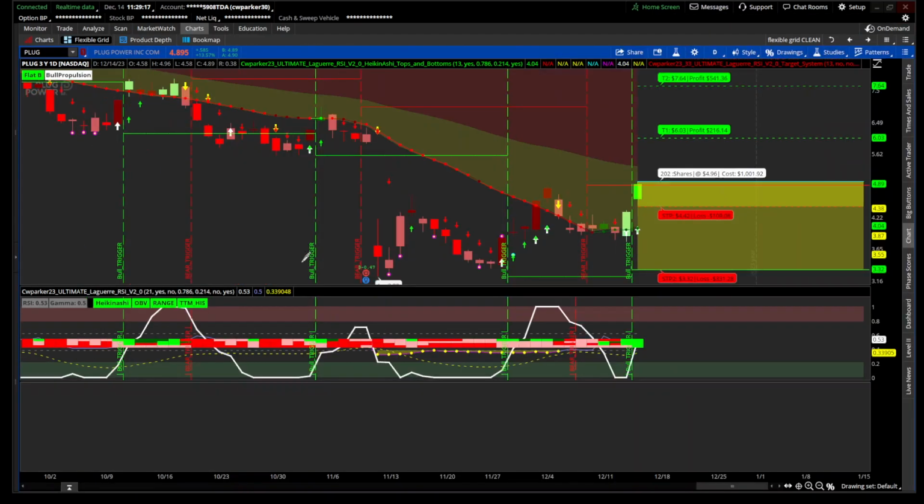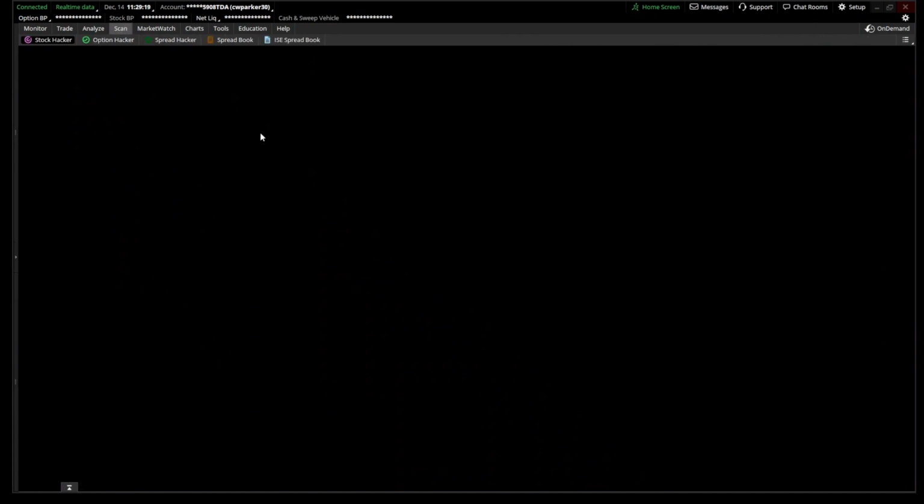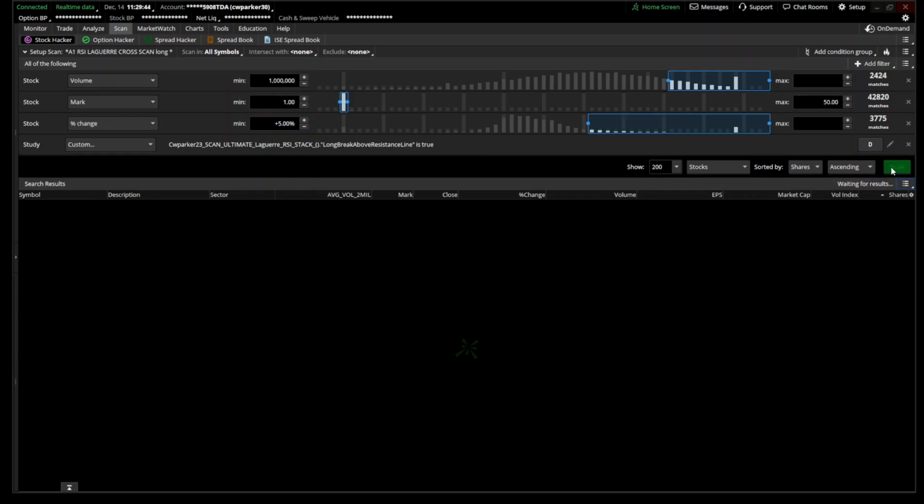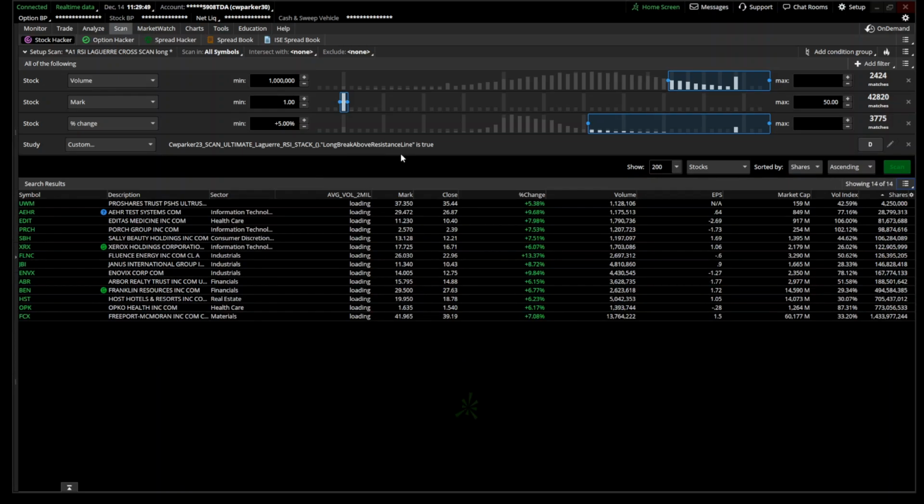So like I said before, this indicator is specifically used just for scanning. So by going to the scanner, and I already have it set up, I'm looking for anything with 1 million volume between $1 and $50, anything with 10%. So I'm gonna lower this down, because that's usually how I look at it for the night. So I'm gonna lower it down to, we'll say, 5% change on this day. And I'm looking for anything that's long, break above the resistance lines.